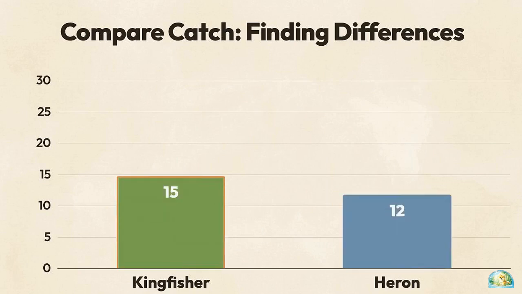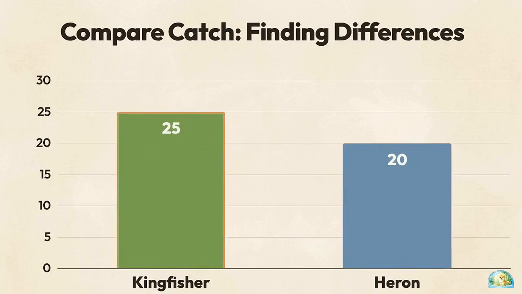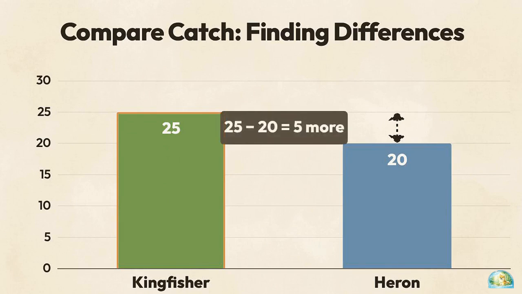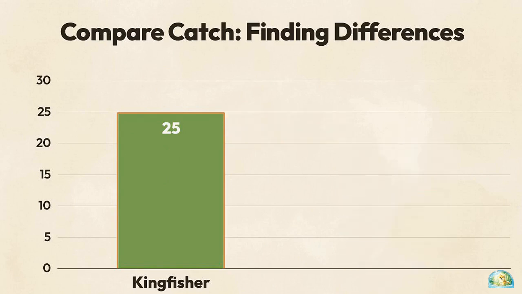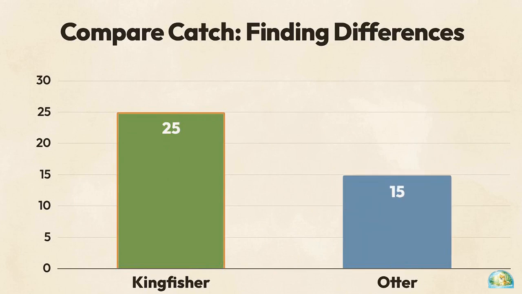We use these bars to compare the catch. Look at Kingfisher and Heron. How many more did Kingfisher catch? Finding how many more means finding the difference. We take Kingfisher's 25 and subtract Heron's 20. The difference is 5. Let's compare Otter's 15 fish and Kingfisher's 25.